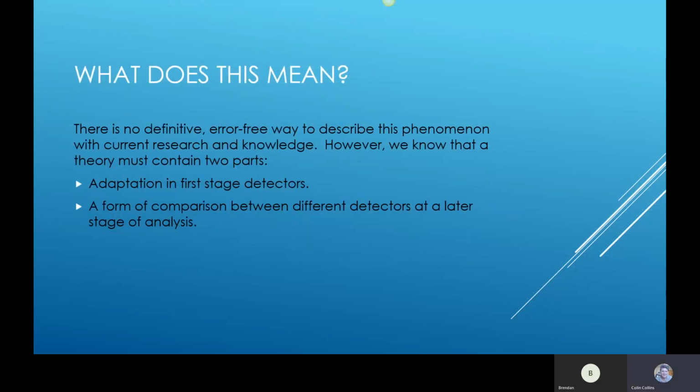Now, what does this mean? There's no definitive error-free way to describe this phenomenon with current research knowledge. However, we know that a theory must contain two parts: adaptation in the first stage detectors, which we know happens with those tests recording ganglion cell fire rates, and a form of comparison between different detectors at a later stage of analysis. You can see this with the interocular transfer of the motion after effect.